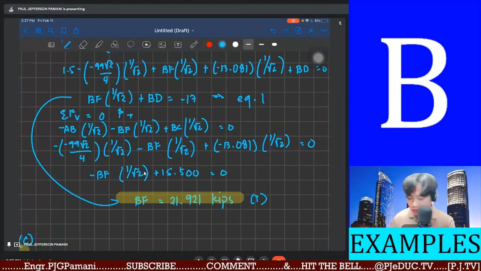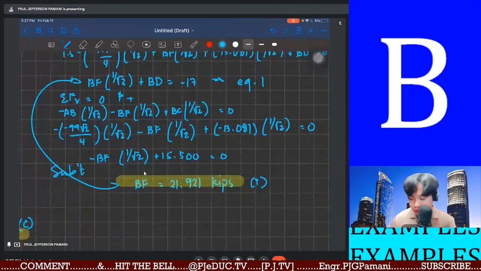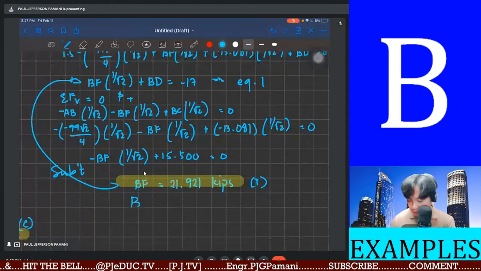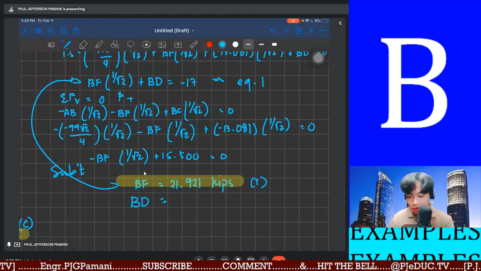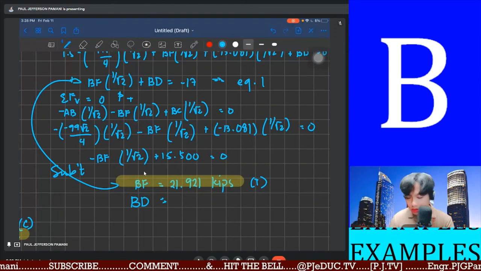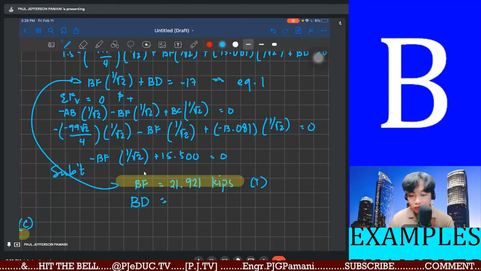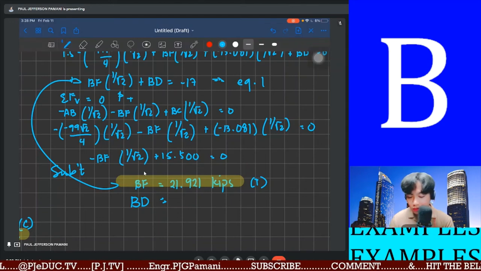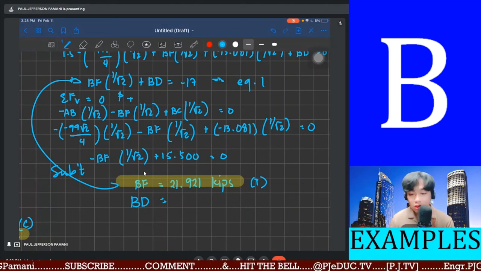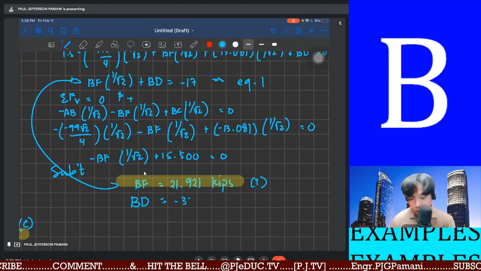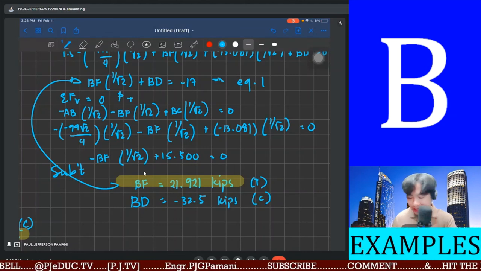Substitute natin sa equation 1 to solve BD. Kaya na lang maglagay ng solution nyo. Substituting, we have BD equal now 21.921 times 1 over square root of 2. 15.5 transpose minus 17. We have negative 32.5 kips for member BD, which is in compression.